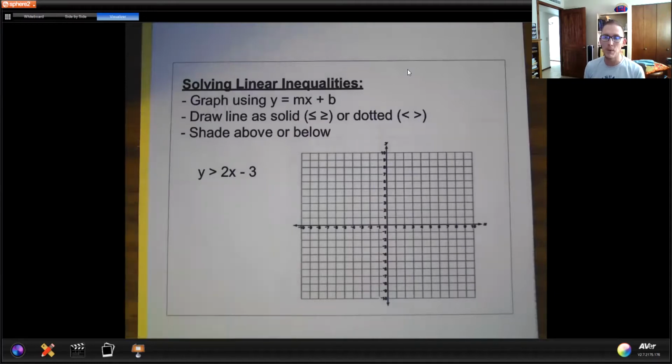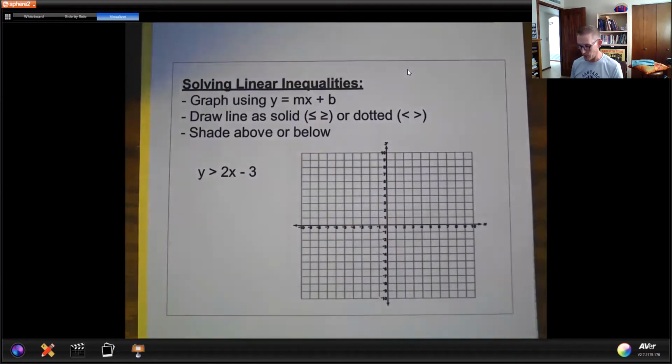And then we're going to shade above or below. And that's going to be the tricky part, figuring out which side to shade. So the first thing I'm going to do is look at this symbol and decide if it should be dotted or solid. And it should be dotted because it is not equal to. And then I need to go ahead and figure out how to graph it.